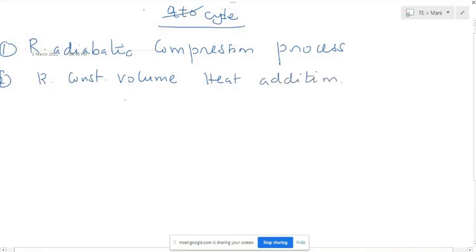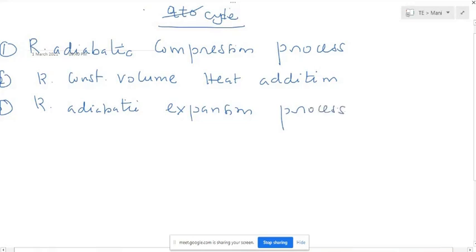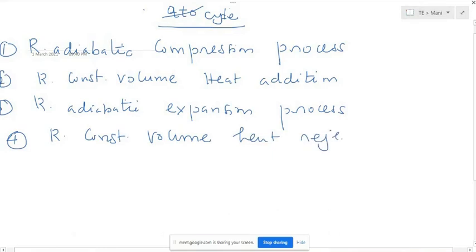So heat addition takes place where the process is constant volume. And the third process is a reversible adiabatic expansion process. And the fourth one is a reversible constant volume process where heat is rejected. Right? So these are the four processes considered in the OTTO cycle.